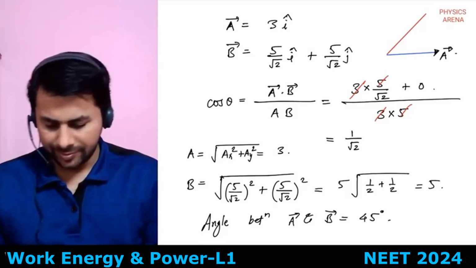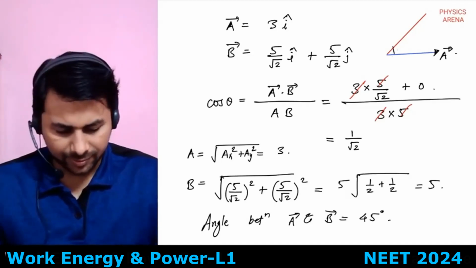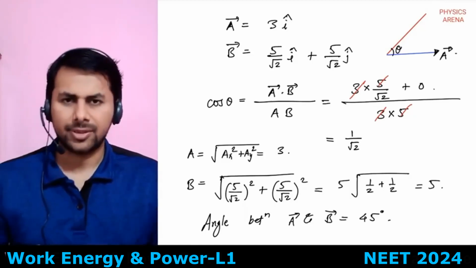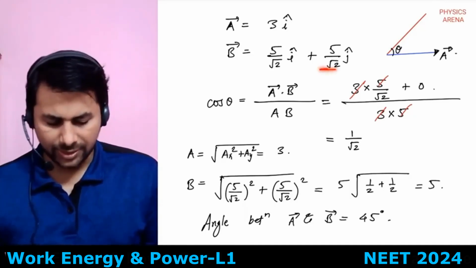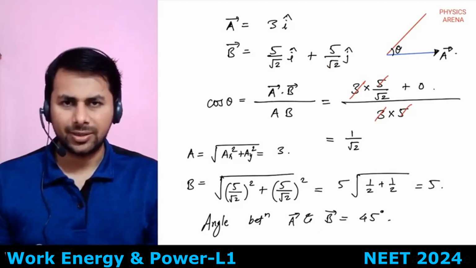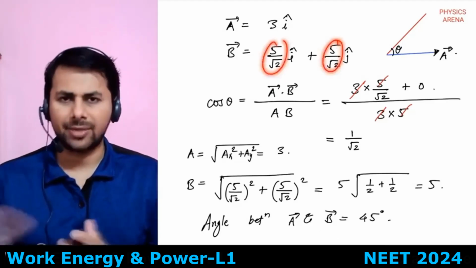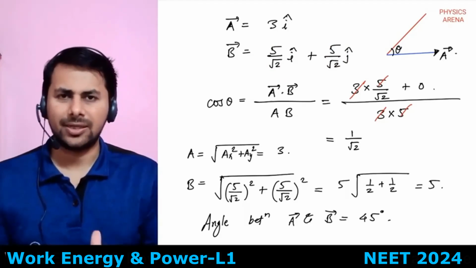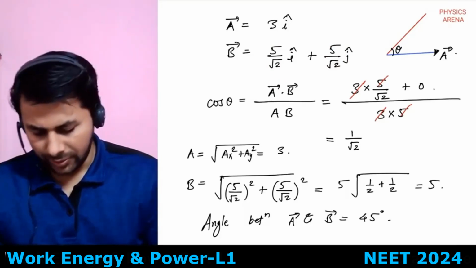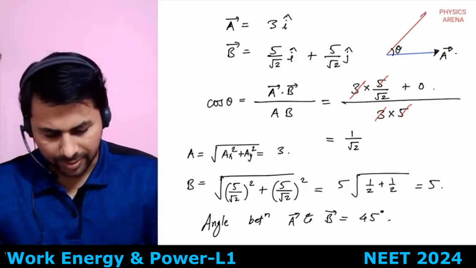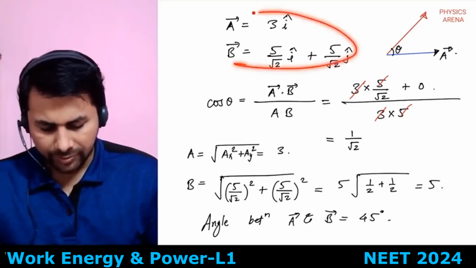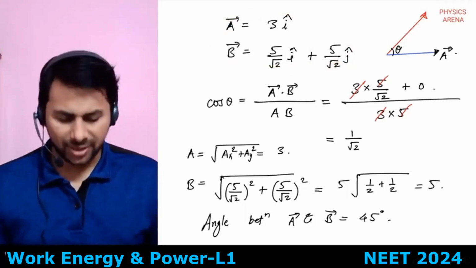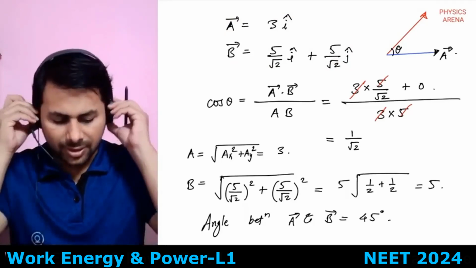What will be this angle? This angle will be tan inverse of y component divided by x component. That is y upon x, which is equal to 1. So tan of theta is equal to 1. That means this angle is 45 degrees. So the angle between these two, without solving, or solving in your mind only, is 45 degrees.